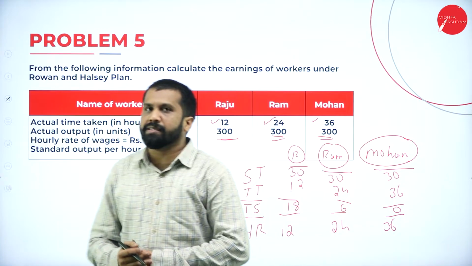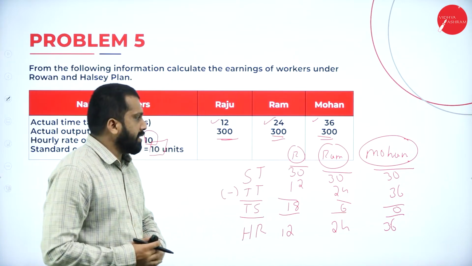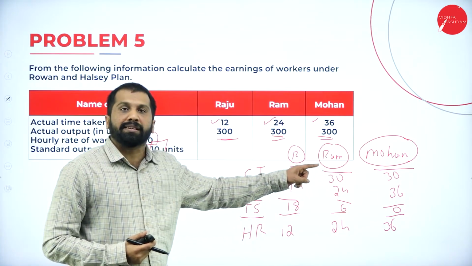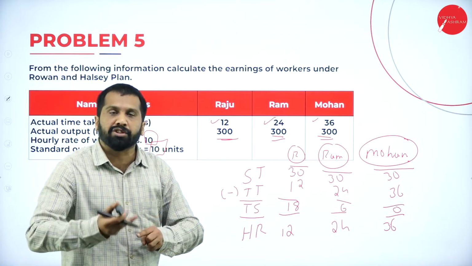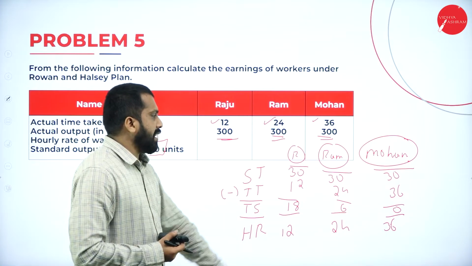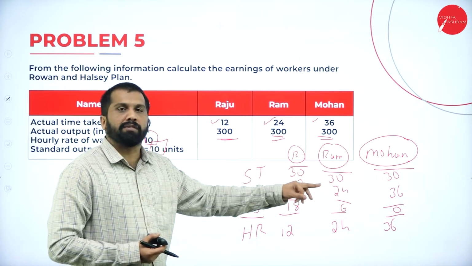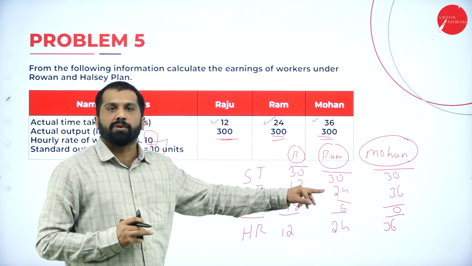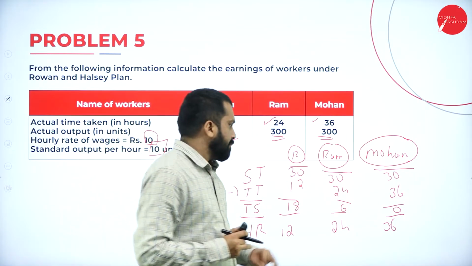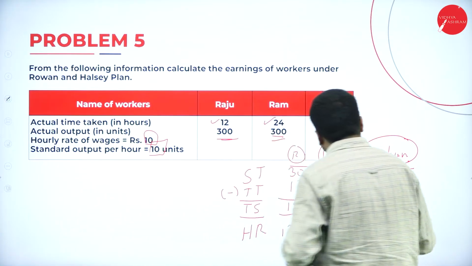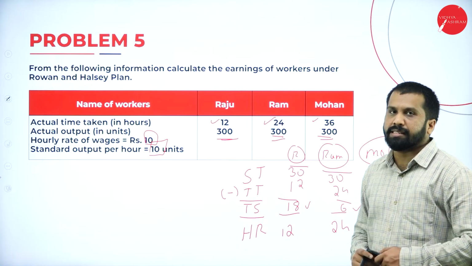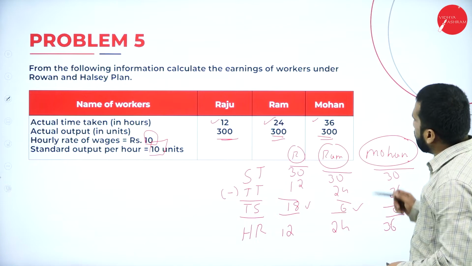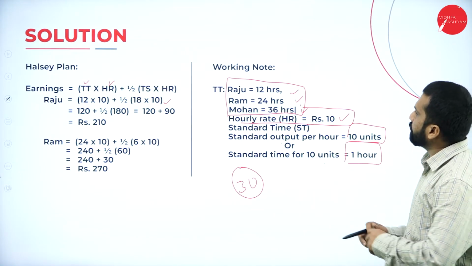Why is it 0? The actual time allotted is 30, but the work was completed in 36 hours. He has taken 6 hours extra. That's why the time saved for Mohan will be considered as 0. Hope you are clear. Good. So the total time saved is 18, 6 as well as 0. Now we'll go for the calculation.